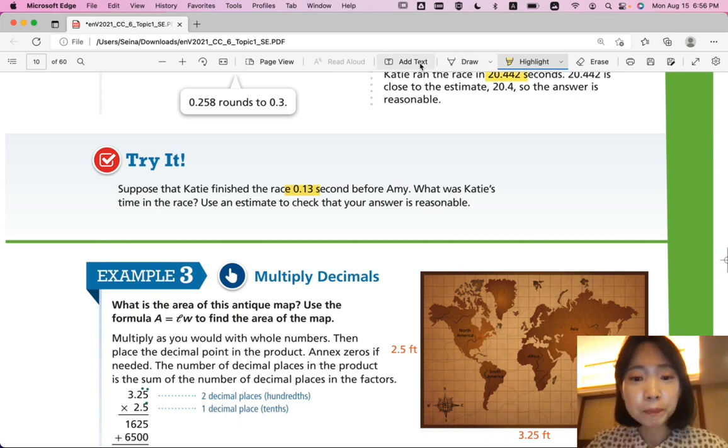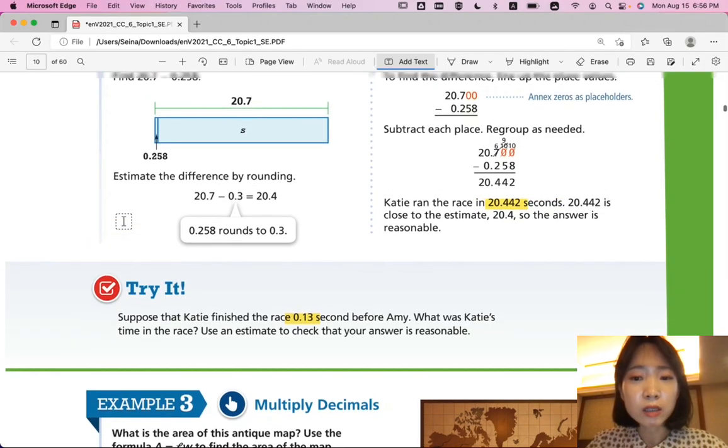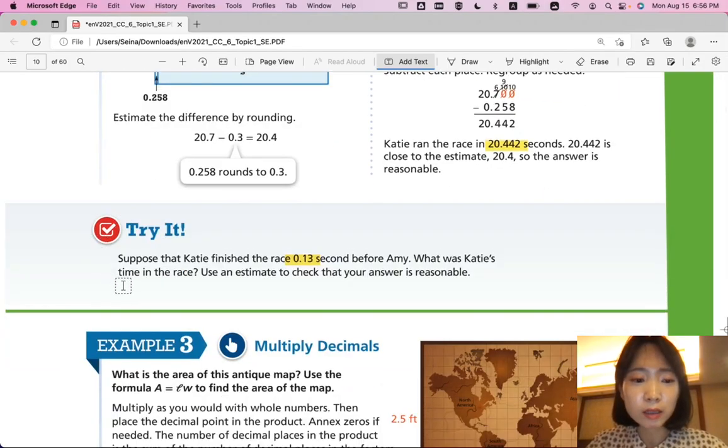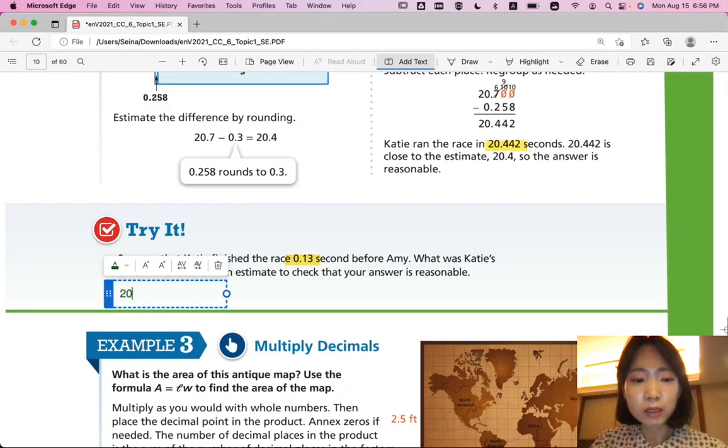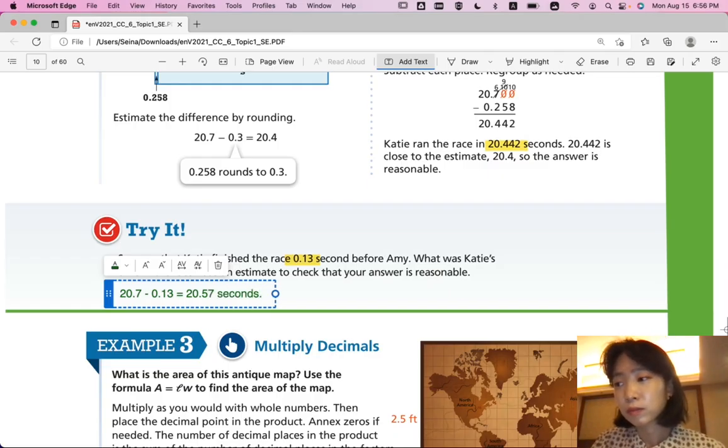Okay, are you ready? So instead of subtracting 0.258, we're going to subtract 0.13, and that's going to be 20.57 seconds. Okay, and estimation.